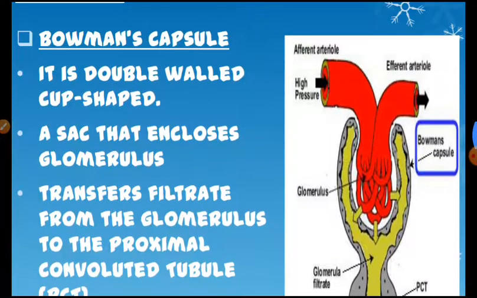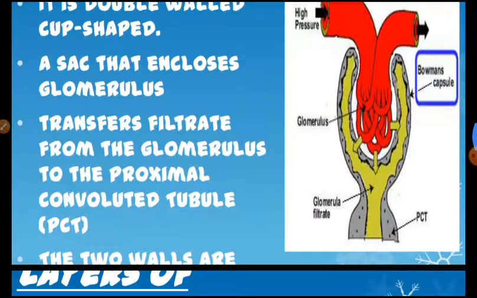Here, what is the function of this Bowman's capsule? As we have already discussed, it is a double-walled cup-shaped structure. It is a sac that encloses the glomerulus, and it transfers the filtrates from the glomerulus to the proximal convoluted tube. That is the first part of the renal tubules. So let us move on to the renal tubules.